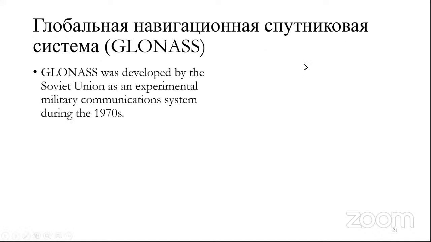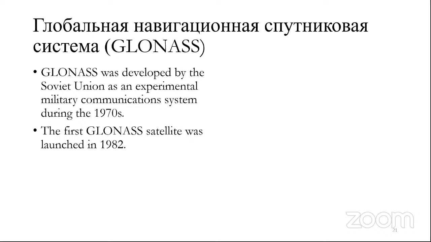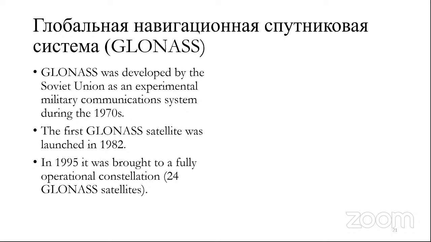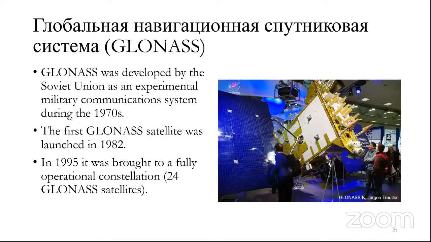The other is GLONASS, and that's short for Global Navigation Satellite System. It was developed by the Soviet Union initially as an experimental military communication satellite during the 1970s. But the first GLONASS satellite was launched in 1982, and 24 satellites, a full constellation, was completed in 1995. Here we have the picture of one of the most recent GLONASS satellite models. This is a GLONASS K satellite.